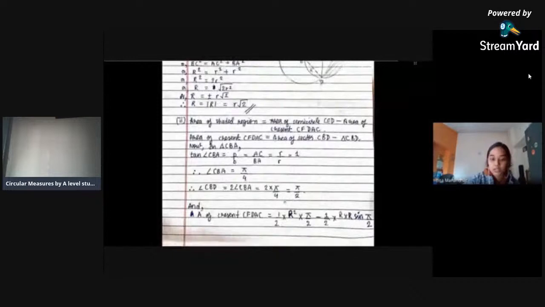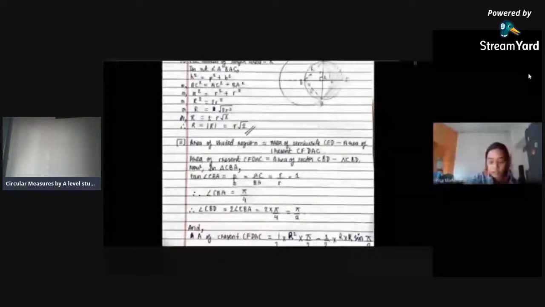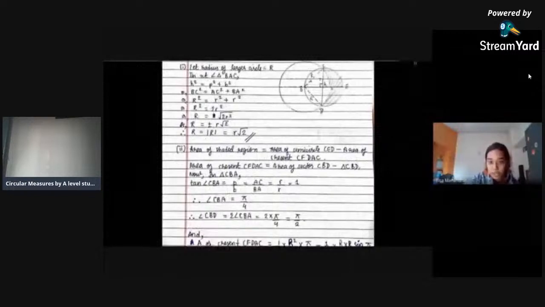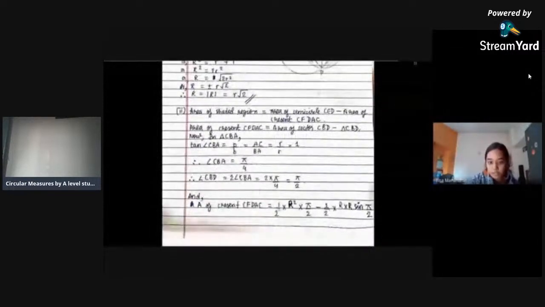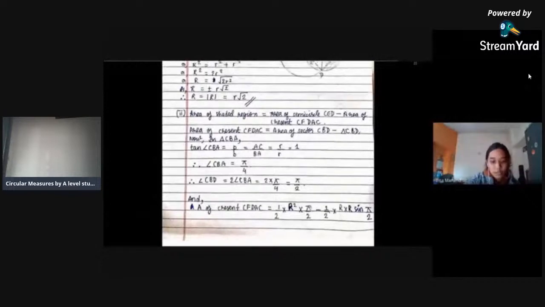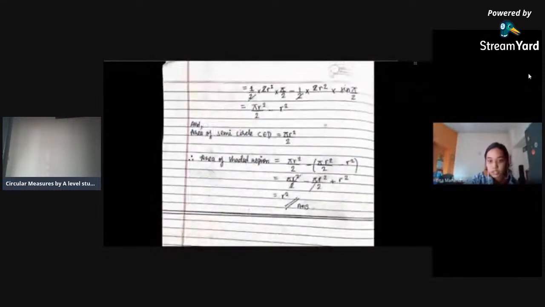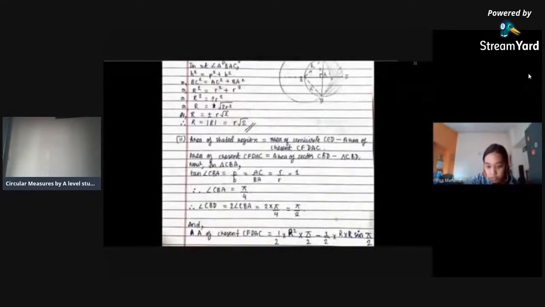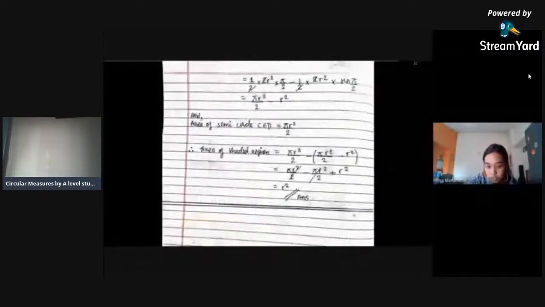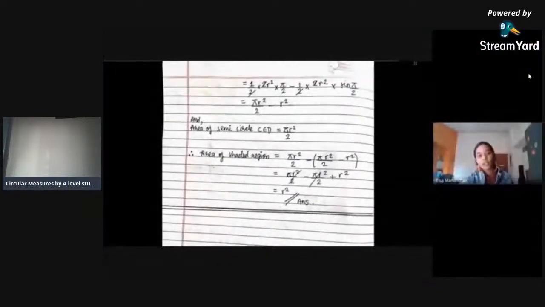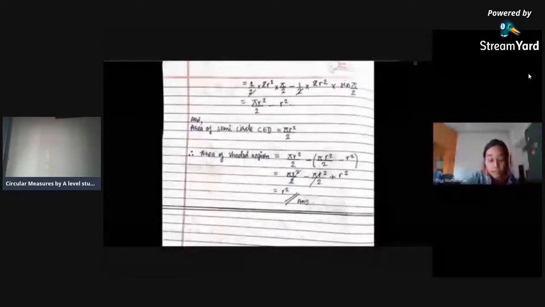to pi by 2. We can find the area of the crescent by subtracting the area of the sector, which is 1 by 2 capital R squared into pi by 2, minus the area of the triangle CBD, which we found by solving that like so. We found that the area of the crescent is pi r squared by 2 minus r squared.